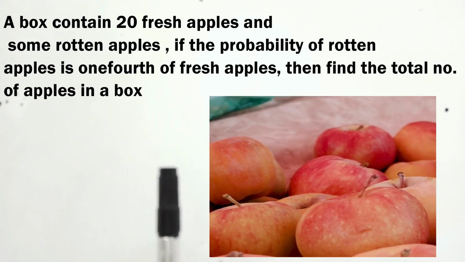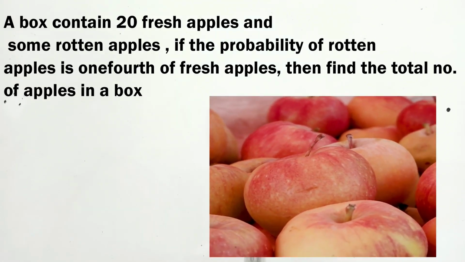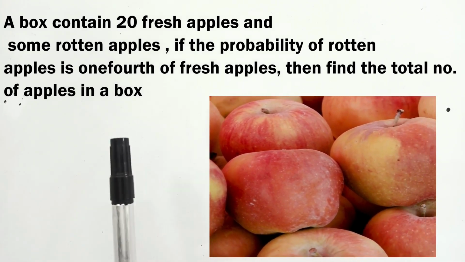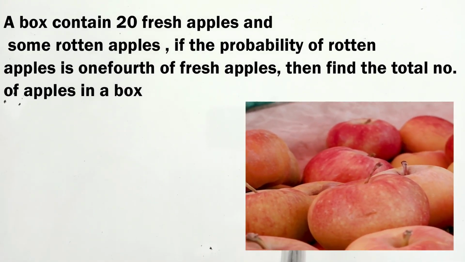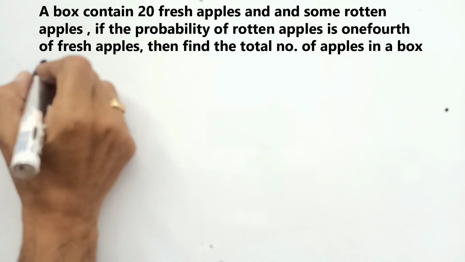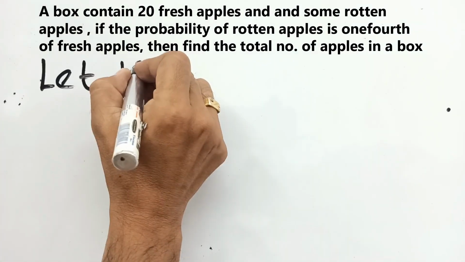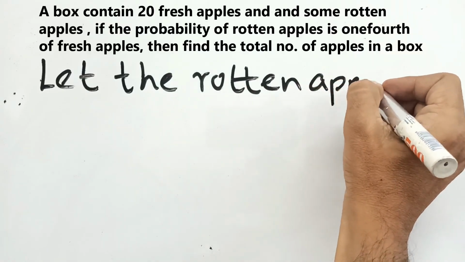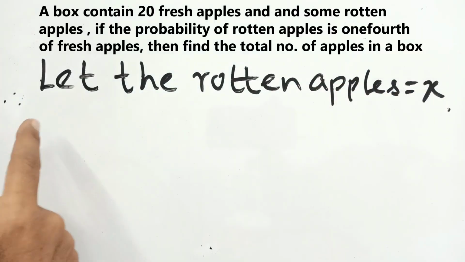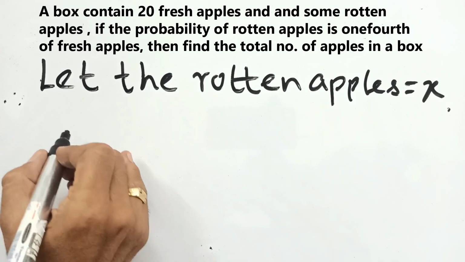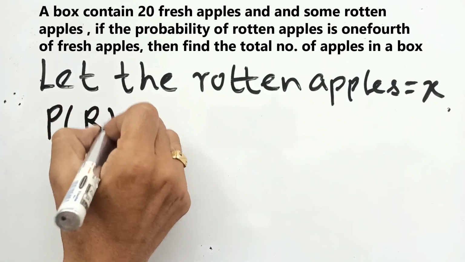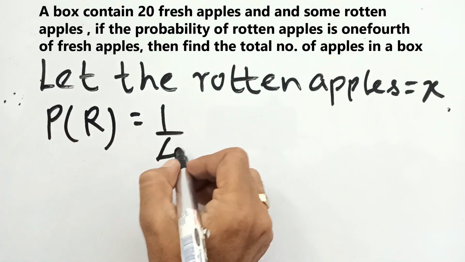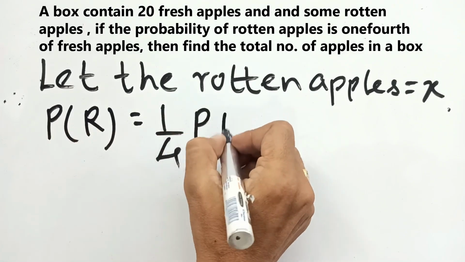A box contains 20 fresh apples and some rotten apples. If the probability of the rotten apples is 1/4 of the probability of fresh apples, then find out the total number of apples in a box. Let the number of rotten apples be x. Then according to the question, the probability of rotten apples is 1/4 of the probability of fresh apples.